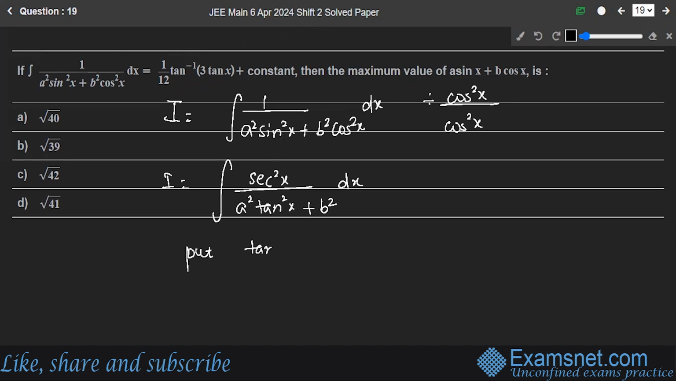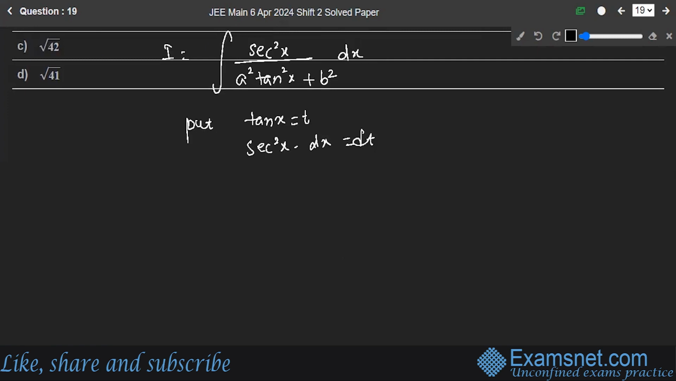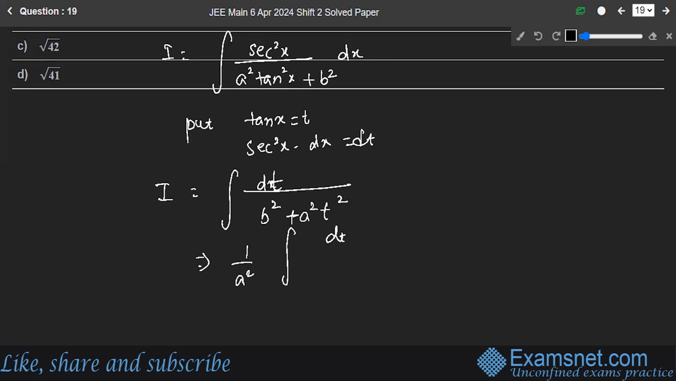Let's put tangent x is equal to t. Integrating both sides, you have this thing. So this is equal to dt upon b square plus a square t square, sorry, this is dt. This is one, correct. And now let's take 1 upon a square common from the denominator. You will have here b upon a whole square plus t square dt.